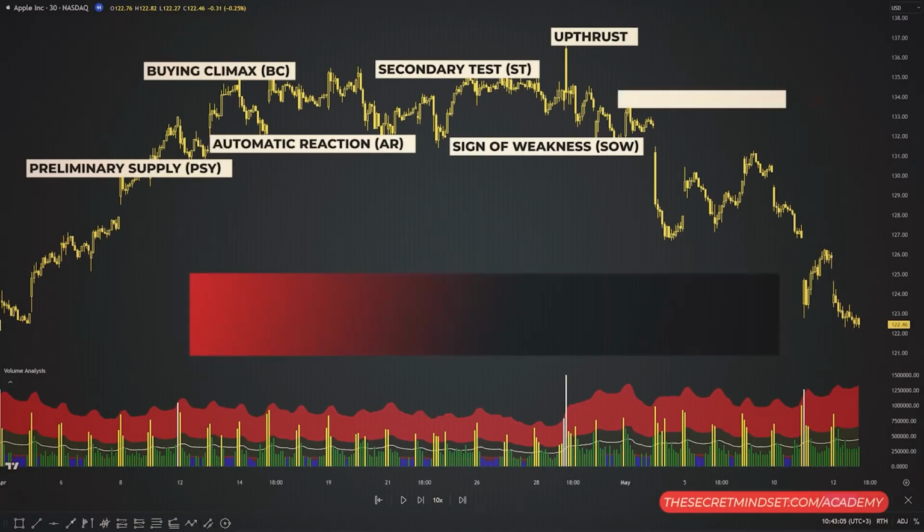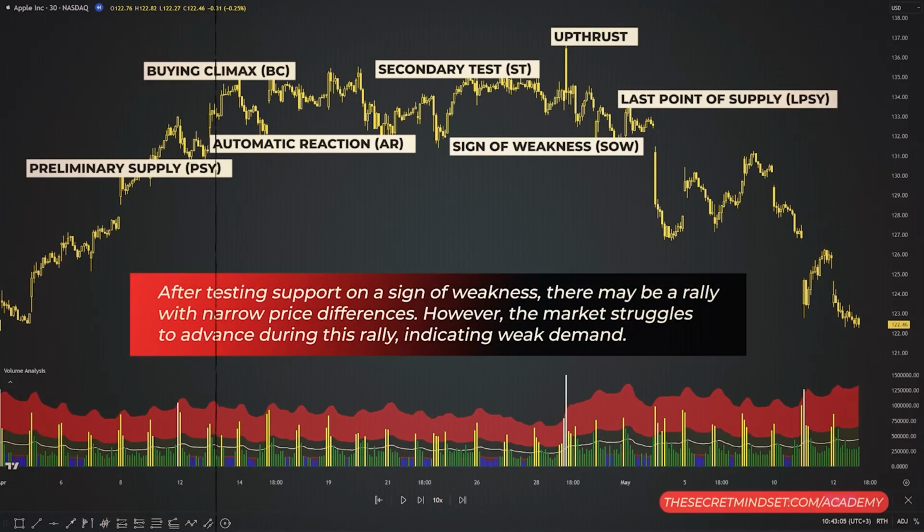And finally, we have the last point of supply. After testing support on a sign of weakness, there may be a rally with narrow price differences. The market struggles to advance during this rally, indicating a weak demand.